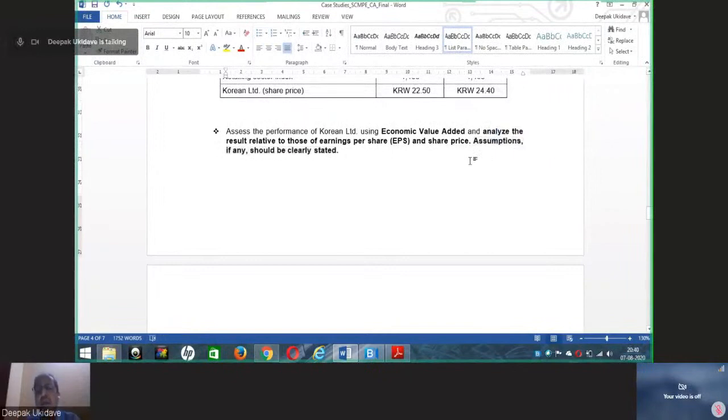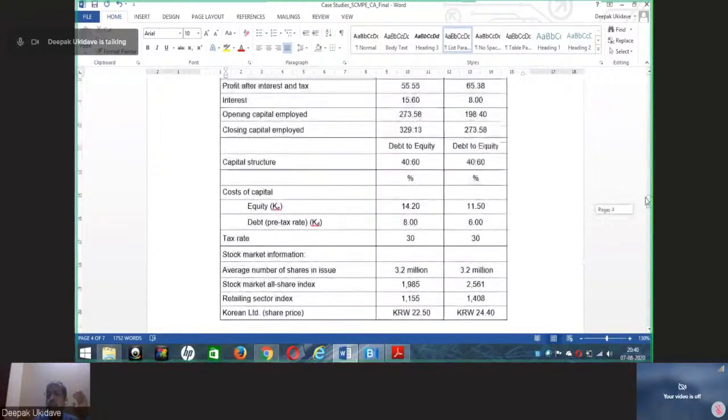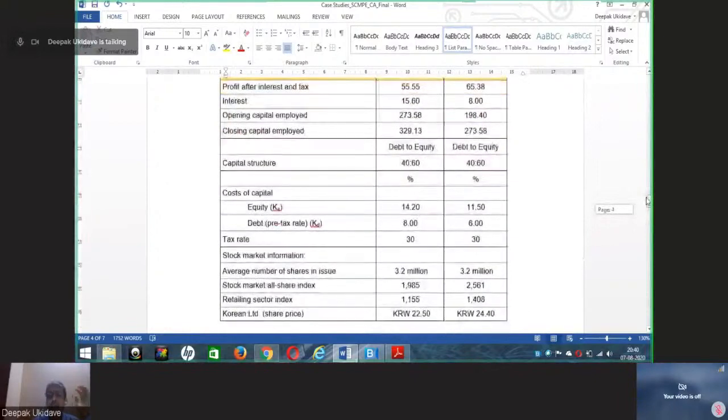I think the case is in front of you, so you can start calculating economic value added. By this time, I'll put the financials in front of you. You can take a pic. Please take a pic of this page, all of you.